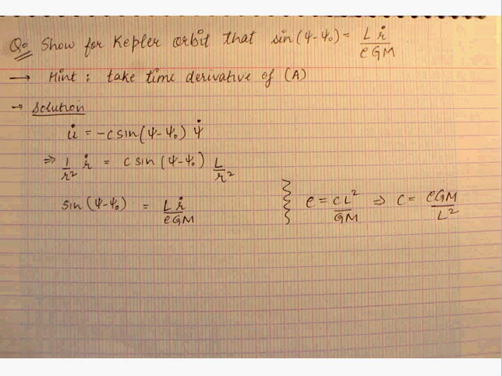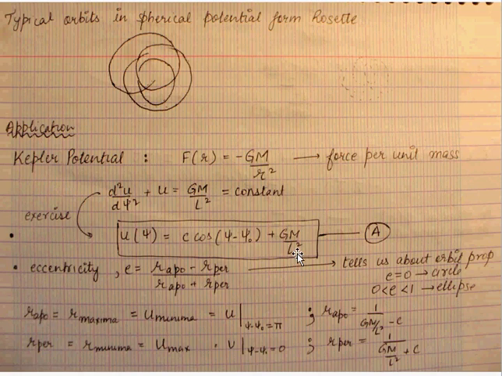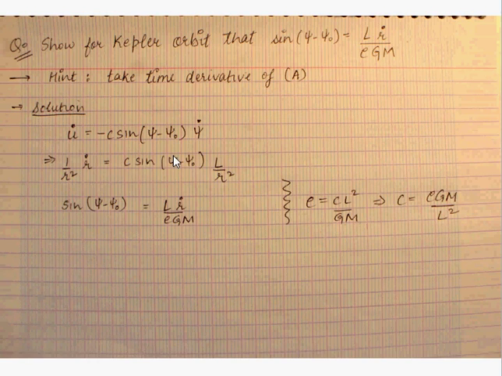Okay, so let's try and solve another problem. Show that for Kepler orbits, sine of (psi minus psi naught) equals L r dot e over GM. I would really like you to pause here and try to solve this yourself. It's pretty easy.